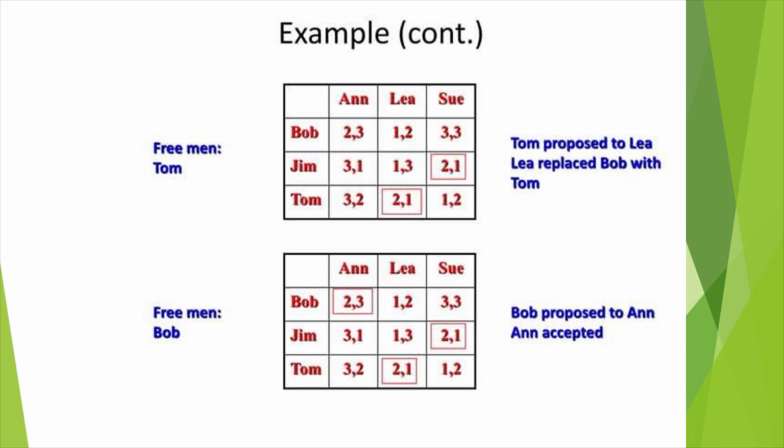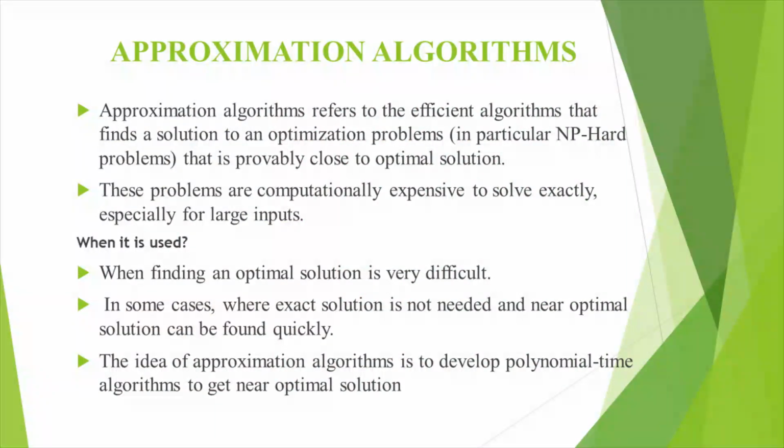Next, we move on to approximation algorithms. An approximation algorithm refers to an efficient algorithm that finds a solution to an optimization problem that is close to the optimal solution. These problems are expensive to solve exactly, especially for large inputs. So an approximation algorithm is used when finding an optimal solution is very difficult.